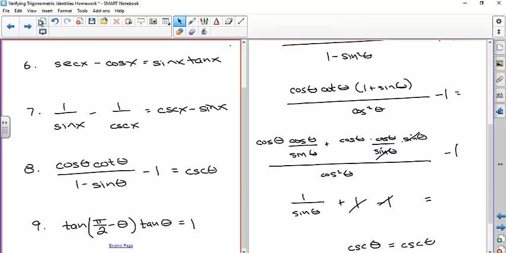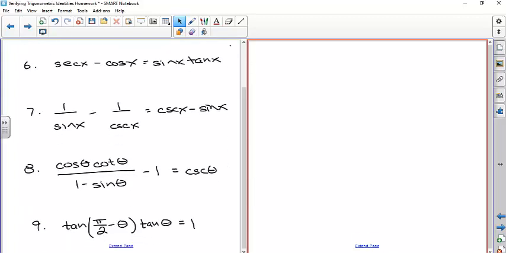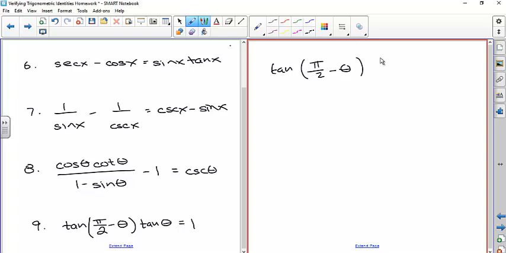I was a little worried there for a minute. Now, the next one, if we go back to section 1, and you don't have to memorize these things. What we're looking for is the identity for the tangent of pi over 2 minus theta. Those are called cofunction identities. And so it says tangent of pi over 2 minus x, or u, is equal to the cotangent. So this is cotangent of theta.